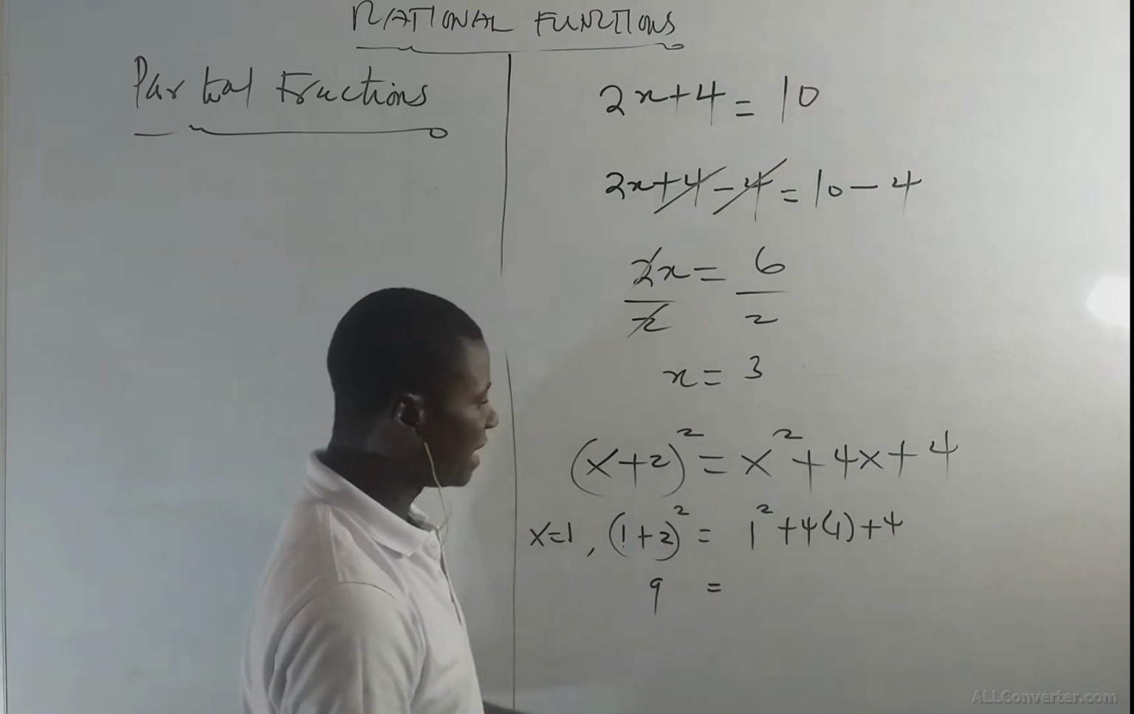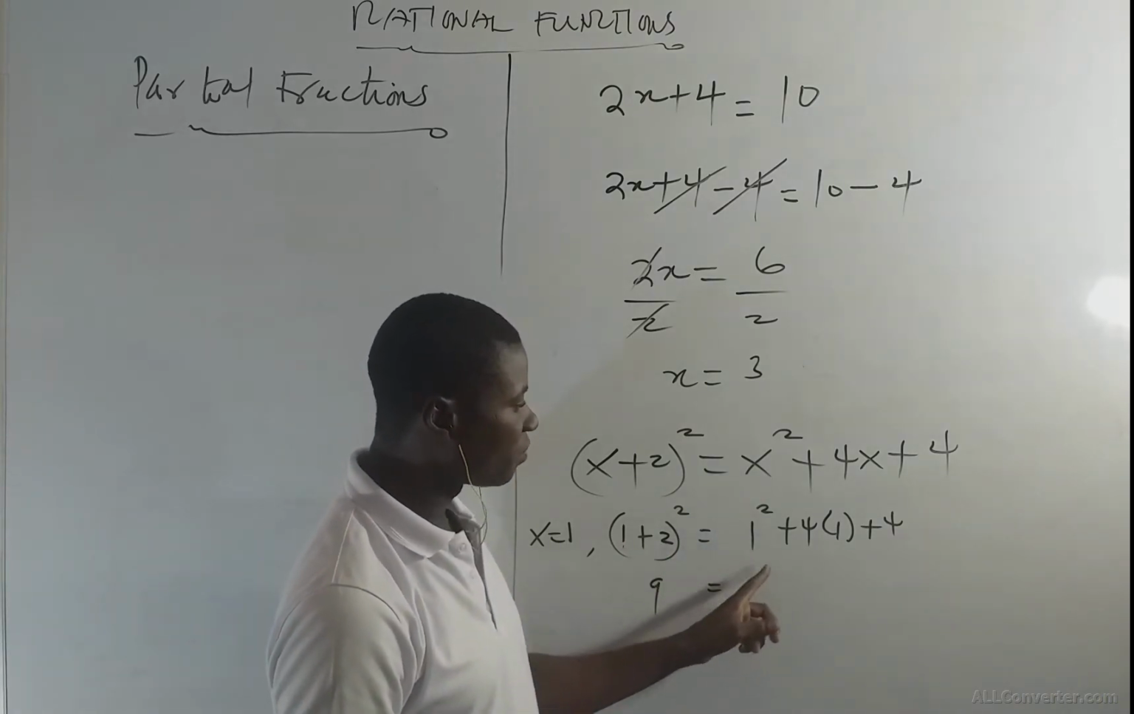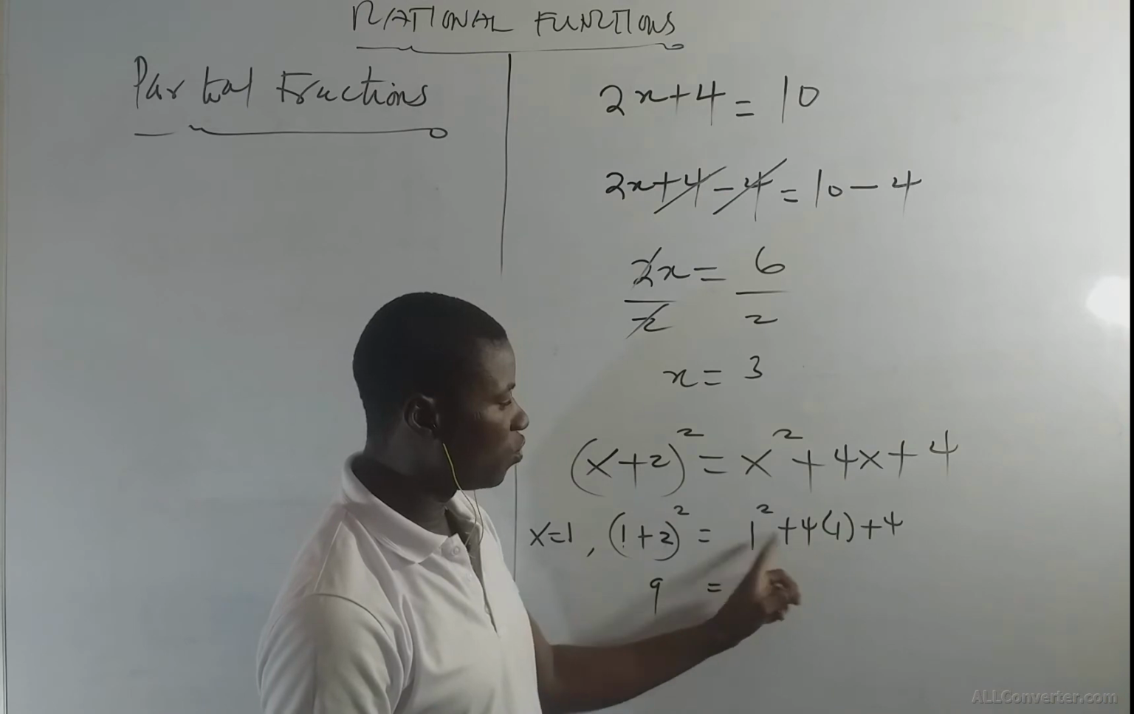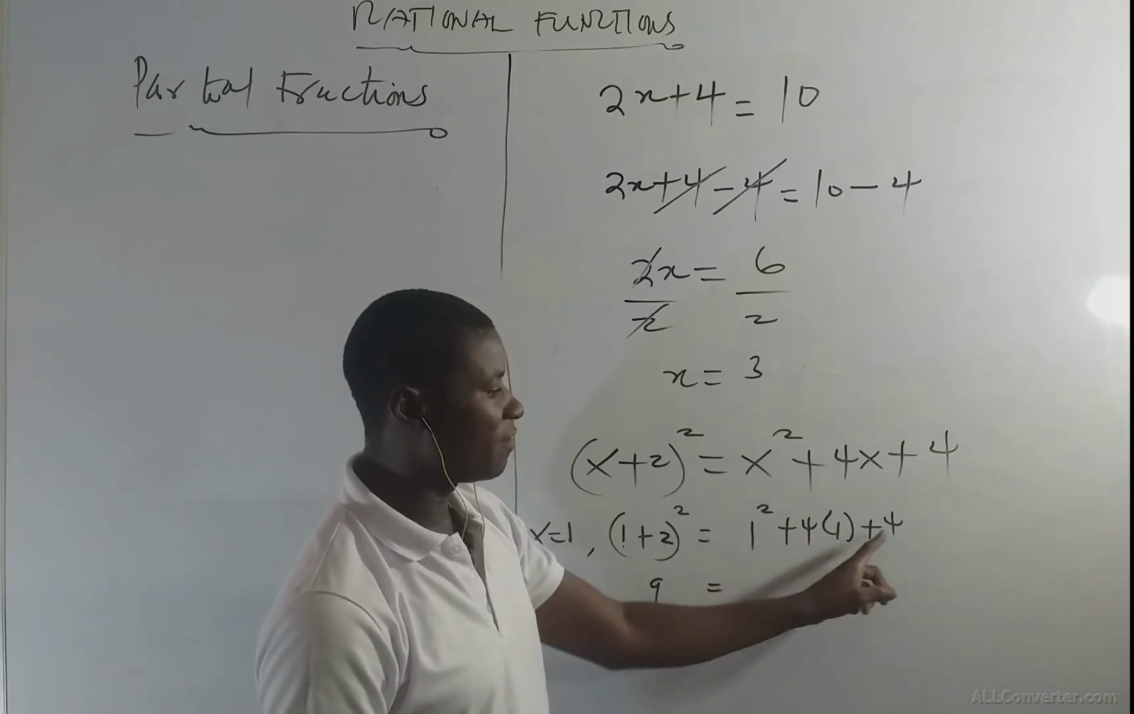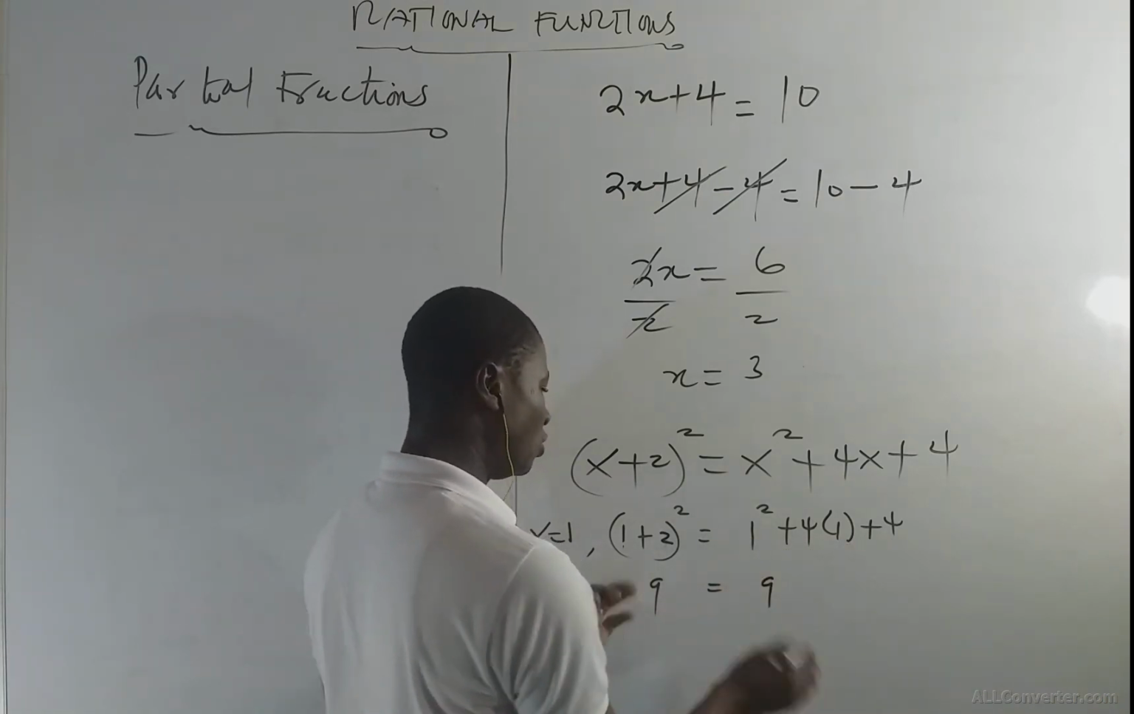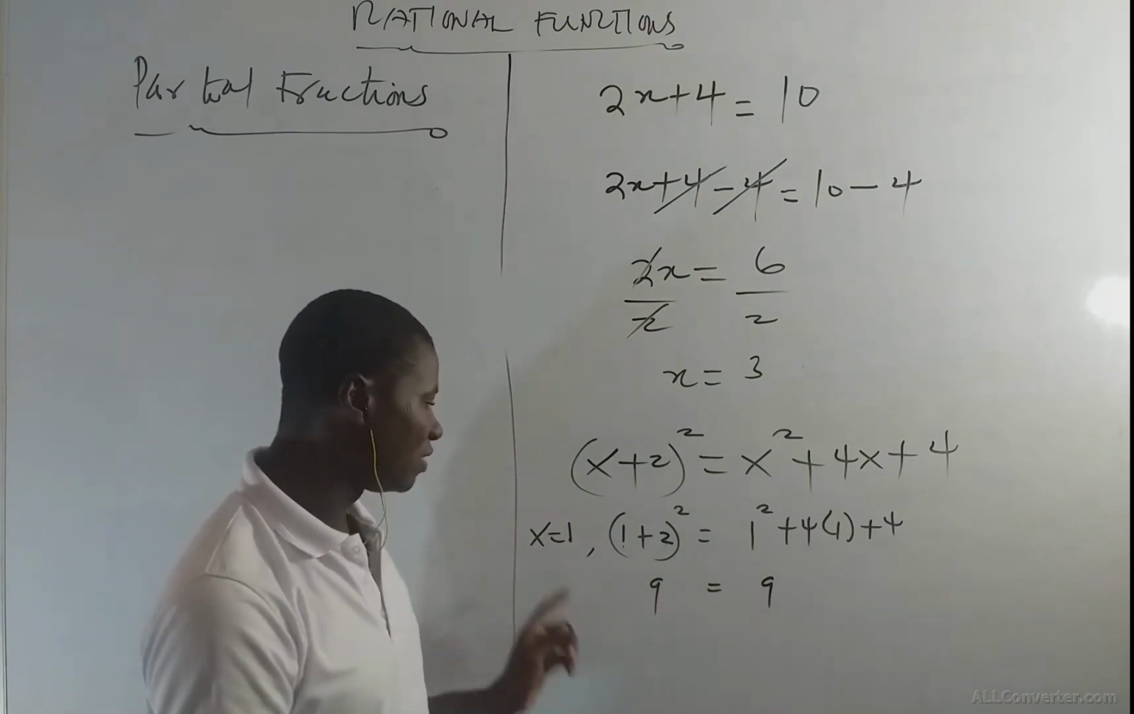Then let's simplify the right. So we have 1 squared, that is 1, plus 4 times 1 is 4. So 1 plus the 4 is 5. Then 5 plus 4 is also giving us 9. So you see that the left is equal to the right when x equals 1.